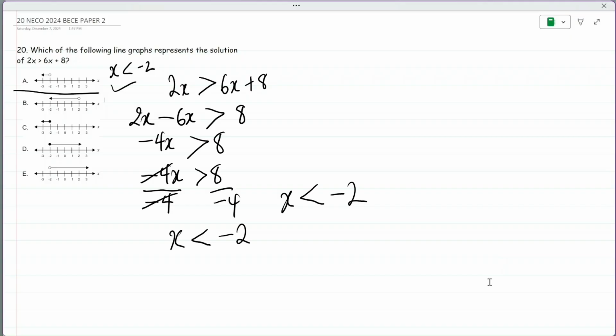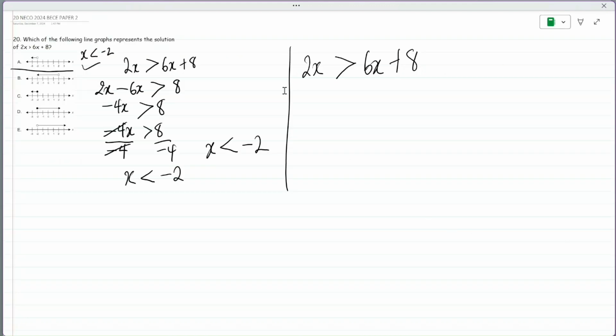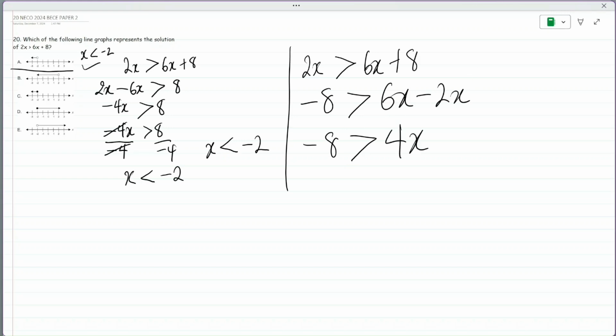Method 2. Just like question 19, let's say we take question 20 from another angle. We have 2x is greater than 6x plus 8. You want your 2x to go to where your x will be positive, and you take your plus 8, which is a constant, outside. Once the plus 8 crosses the sign, turns to minus 8, then you have your sign not changing. You have 6x, then plus 2x crosses the equal sign and becomes minus 2x. Minus 8 is greater than 6x minus 2x will give you 4x. Just subtract 6 minus 2, then pick one of the x's.